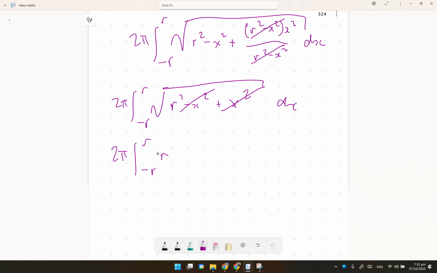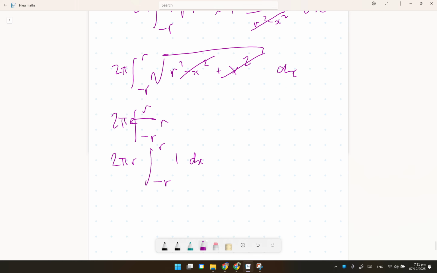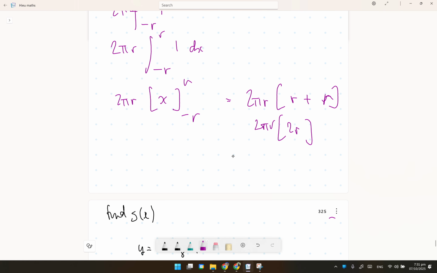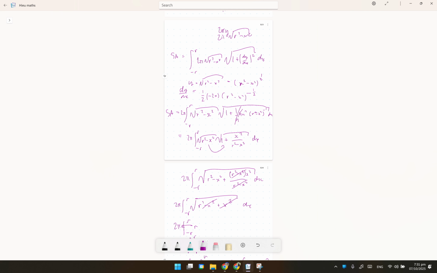The root of r squared is just r. You can take the r out, so that's just 2 pi r integral from minus r to r of 1 dx. This is going to give us 2 pi r, and 1 integrates into x, from minus r to r. So then this is just 2 pi r multiplied by r minus minus r, which is simply plus r. So r plus r is equal to 2r. And you can see how that turns into 4 pi r squared, which is just the surface area of the sphere, which we were talking about.